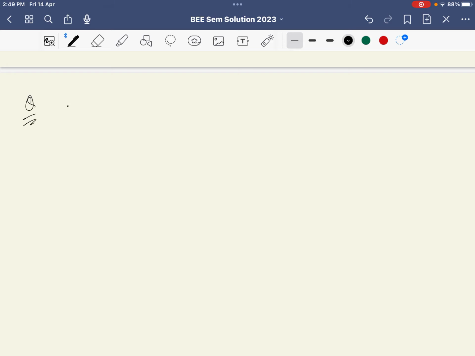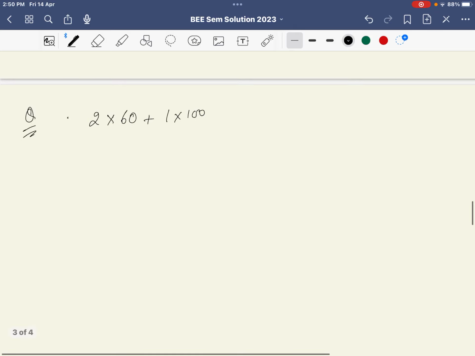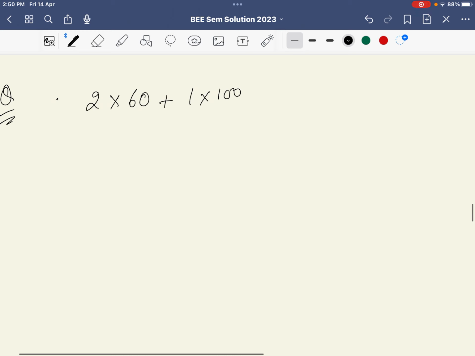Now let us solve another problem from this question set. The question is: two bulbs each of 60 watt, and one bulb of 100 watt. I'm writing just the values here. Two bulbs are there each of 60, so total will be 120. This much power is used for 6 hours per day, so that is the consumption.